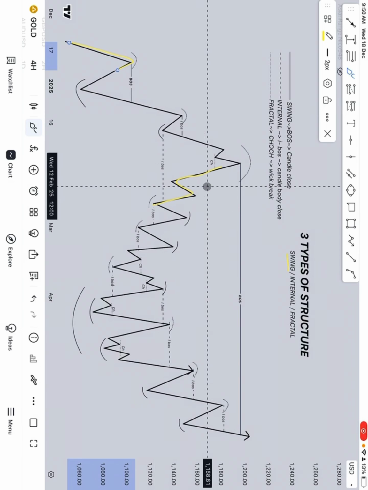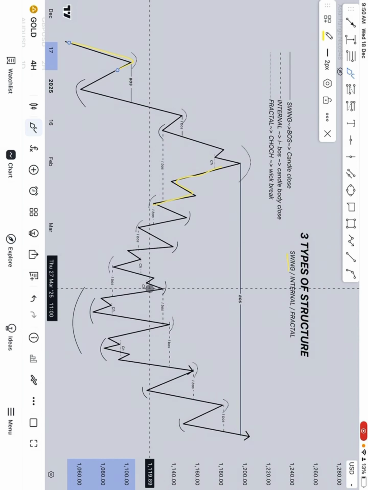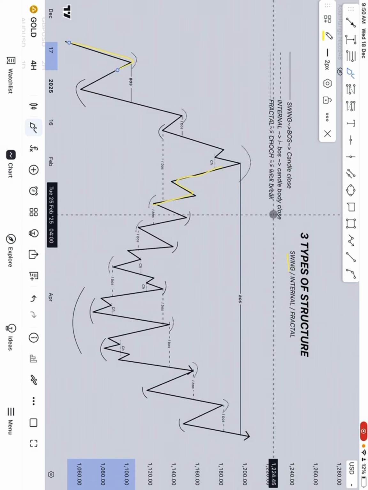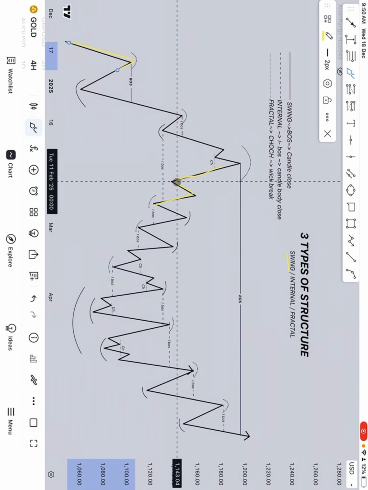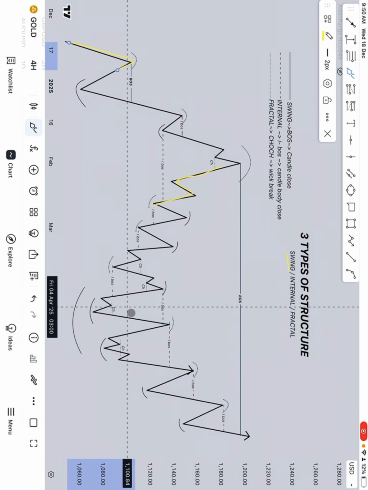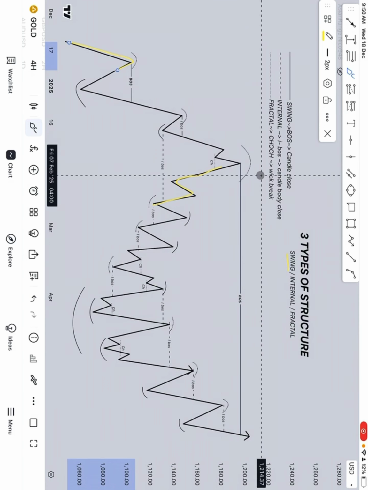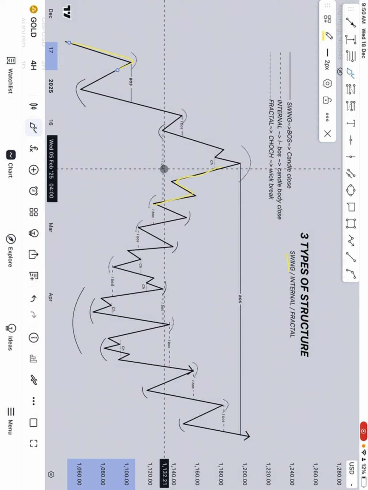Remember, change of character only indicates the internal pullback, while I-BOS, or internal change of trend, indicates the swing pullback, the swing reversal or the swing continuation. Remember, these are two different things. Change of character indicates what? It indicates an internal pullback or continuation, while an internal change of trend, or I-BOS, indicates swing pullback or swing continuation. Those are the few things we should definitely get in your mind. Then our swing structure is what we had already explained.